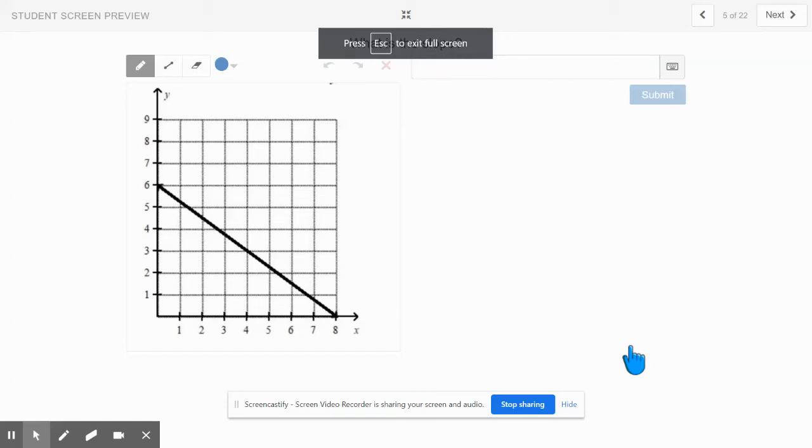All right, so unfortunately, I'm not going to be here today, so I would like you to do this Edpuzzle, and then I'm going to give you a student-paced Nearpod for homework to get you ready for the benchmark on Thursday. So go ahead and take a look at this, and just first, right away, give me the slope of this graph.